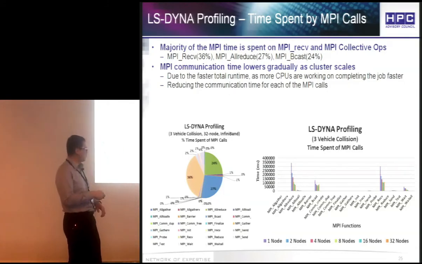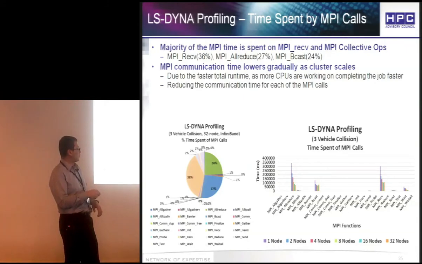So with the FDR InfiniBand cluster running on 32 nodes, we see that the amount of time spent on Allreduce keeps dropping. This is a collective operation, and so is Bcast. Those two are collective operations, meaning that all of the nodes and all the MPI ranks have to participate in that kind of network transfer, as opposed to receive, which is just point-to-point communication.